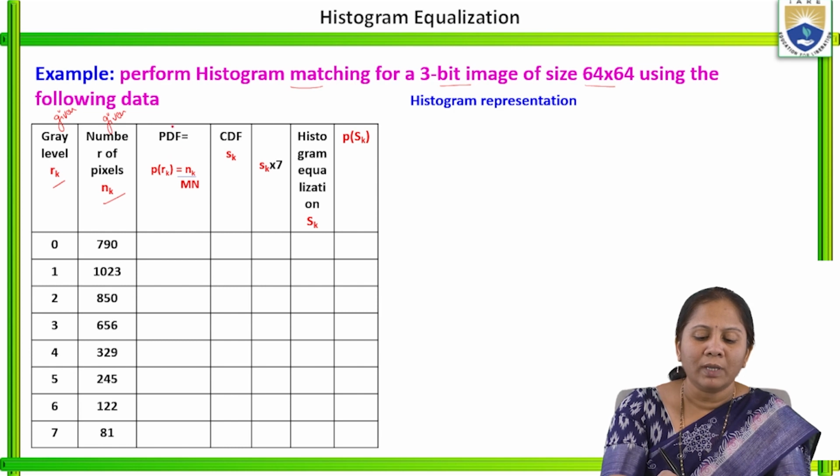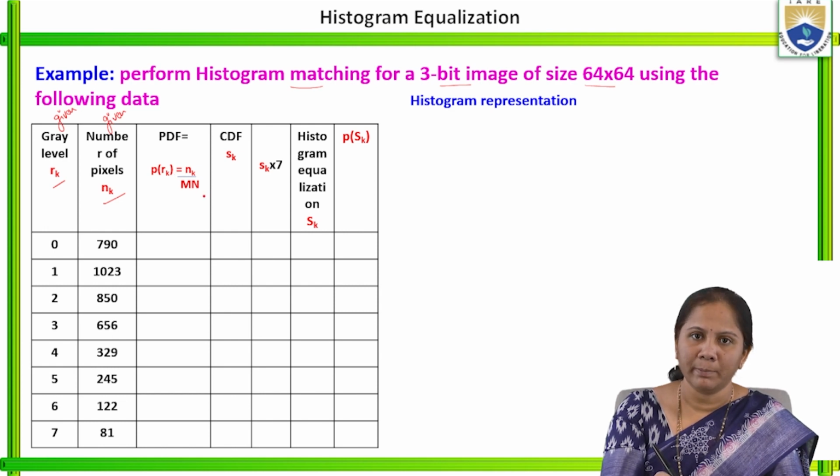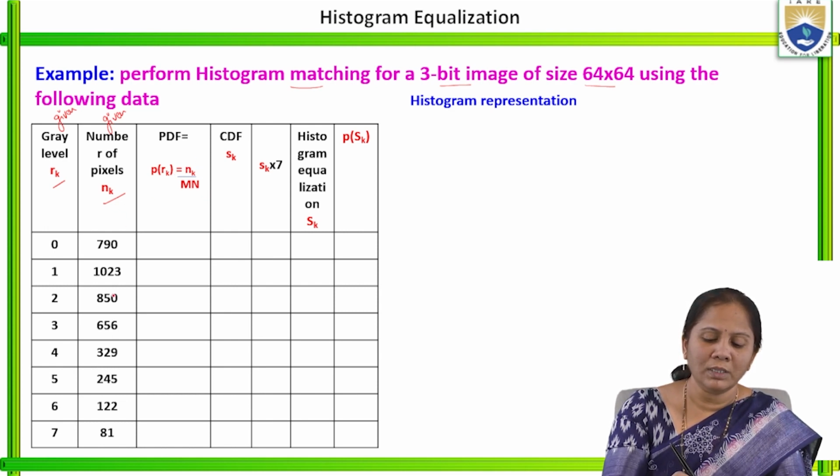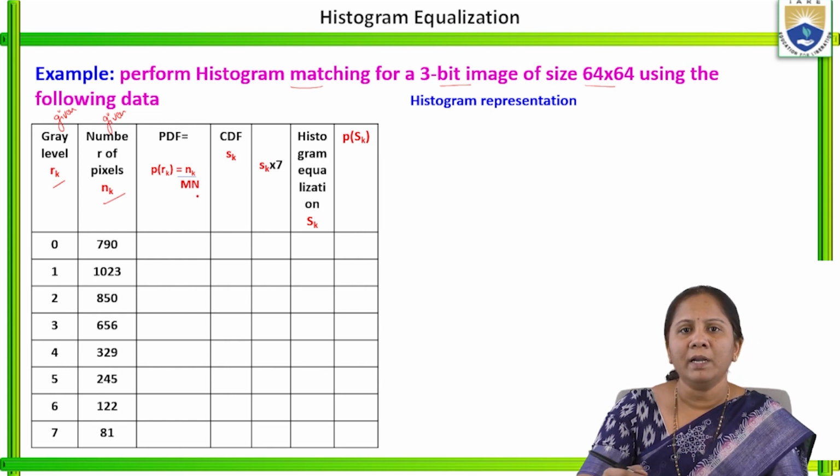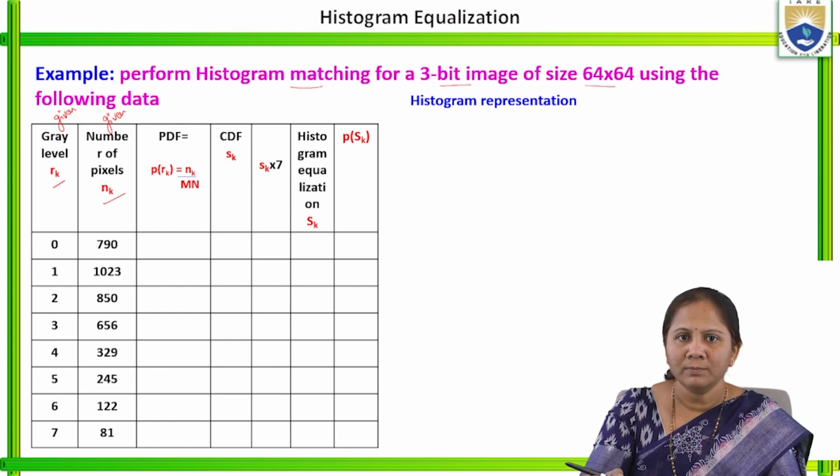Now, to calculate this PDF, the probability density function, that is P of Rk, the formula is Nk by MN. Here, all these are the Nk values that are given. And what about the MN value? M and N represent the number of rows and columns.